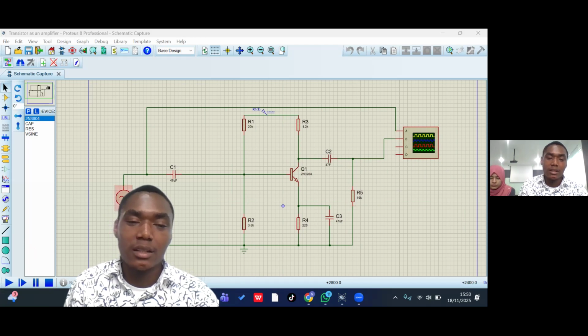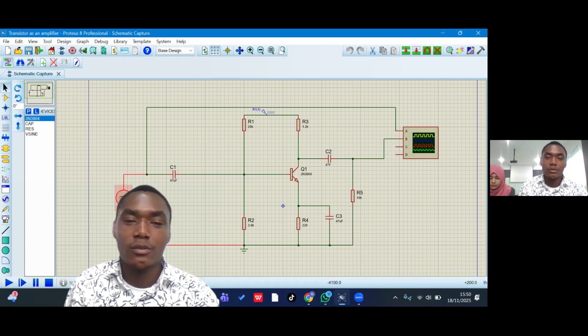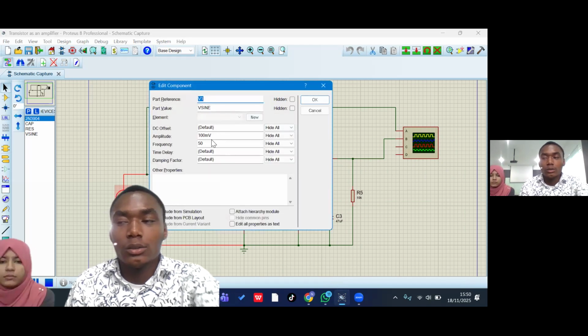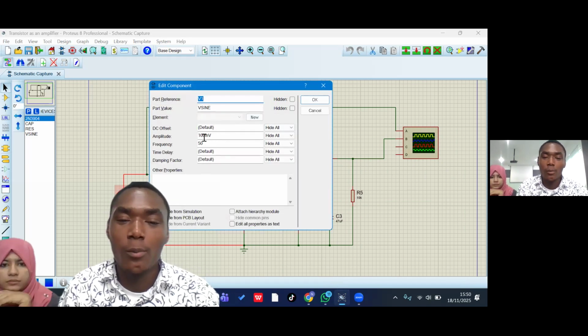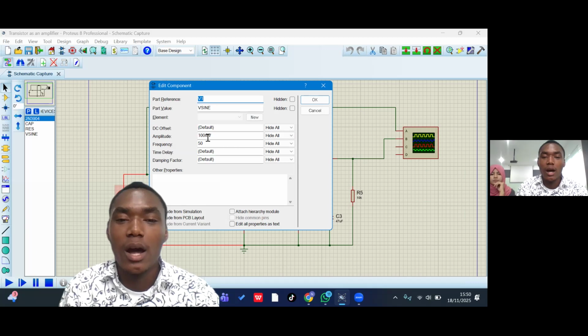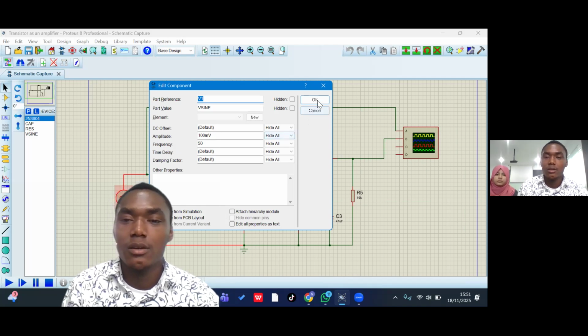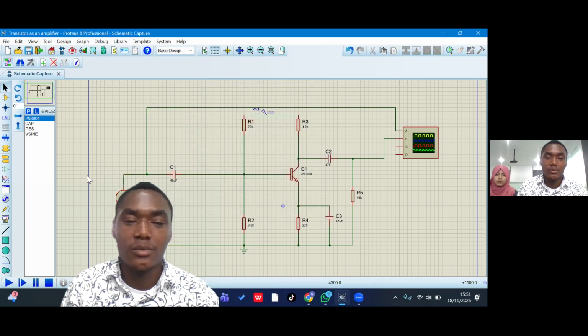For the V sine, I have set the values. The amplitude is 100 millivolts and the frequency is 50 hertz. So this is our circuit. Let me try to simulate it.